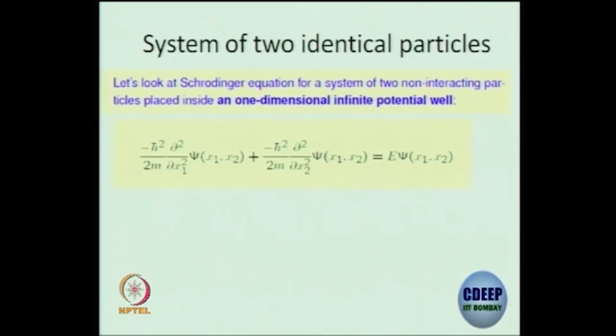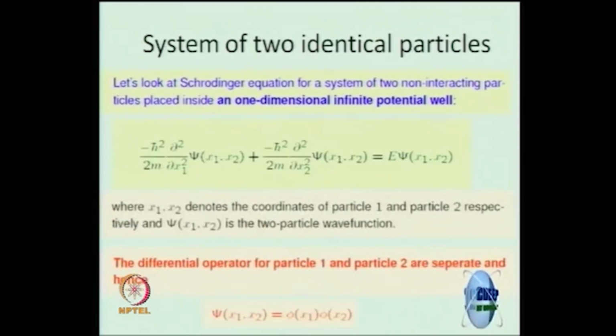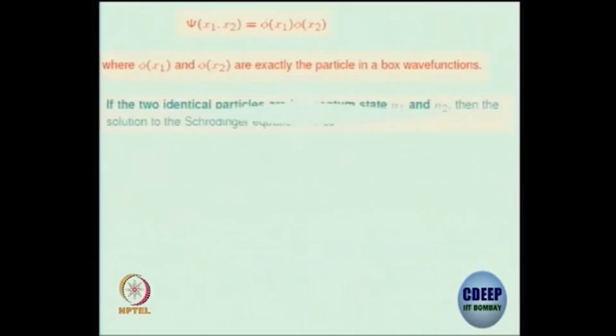So what is the solution? You can write the solution to this equation as a product of solutions to each electron if they are non-interacting. Why is it non-interacting? I have not put a V which is coupling x1 and x2. That's why it's non-interacting. So for such non-interacting electrons, a particle in a box will have only one quantum number, n1 for particle 1 and n2 for particle 2.